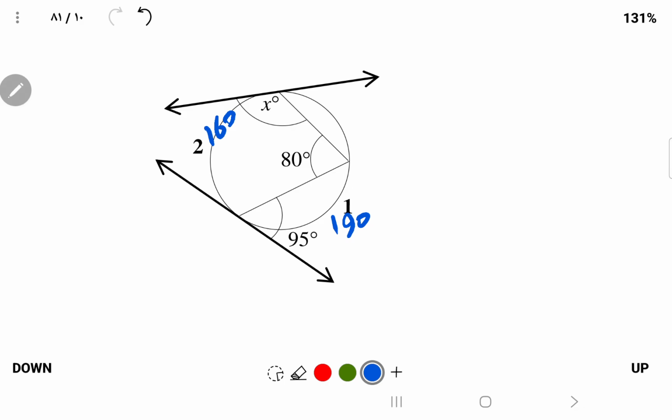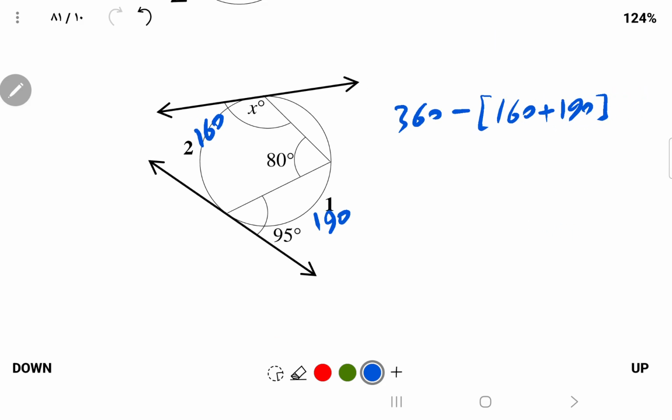Now the whole circle is 360. So now you can do 360 minus both of these arcs, 160 plus 190. So you get here 10. This means last arc here, you have 3 arcs in the circle. Last arc would be 10.